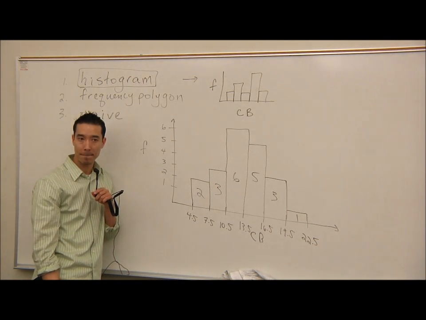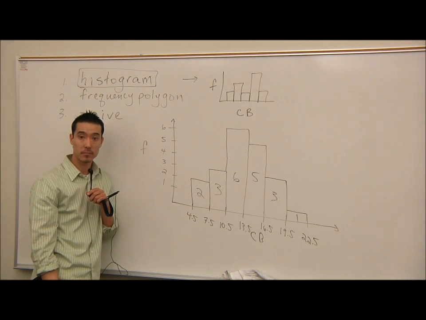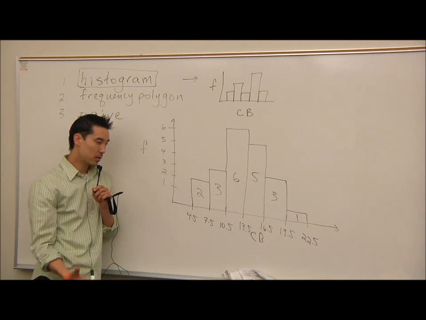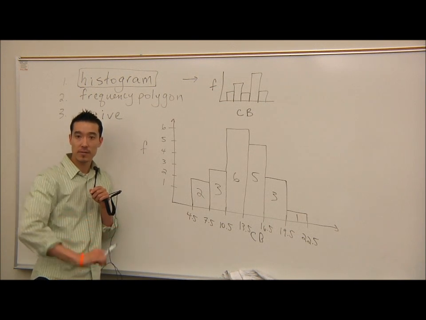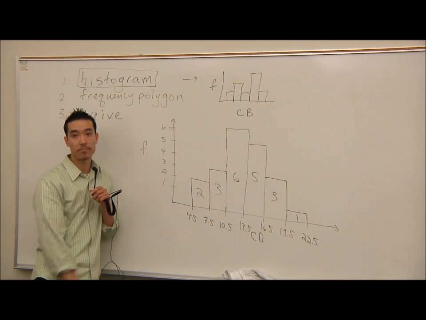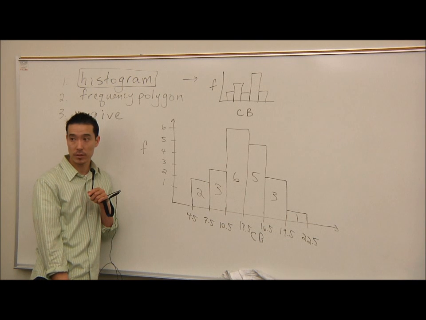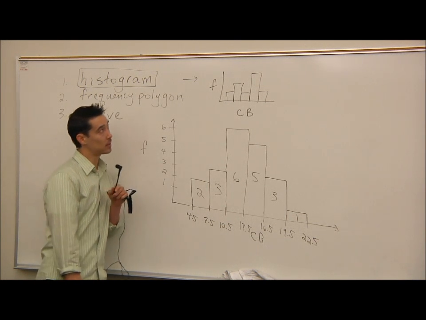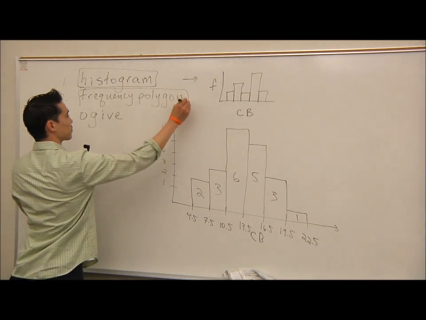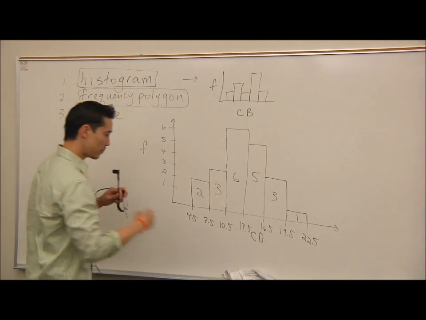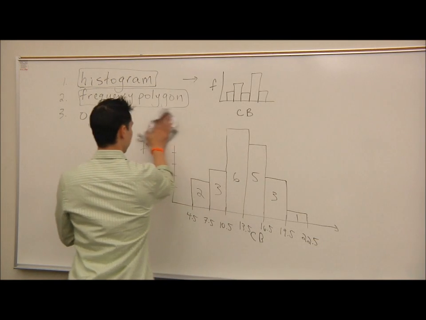Okay? Yes, question? Does there have to be a gap between the origin and the first class boundary? Doesn't have to, but I think it looks prettier that way. So again, with descriptive statistics, you're trying to make things look pretty. But yeah, you don't have to. Other questions? Okay, great. Let's move to frequency polygon. All right, let me erase this real fast.